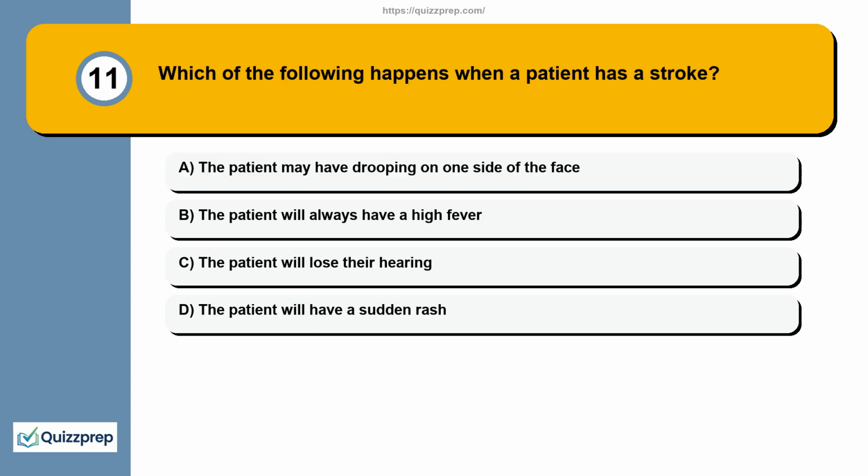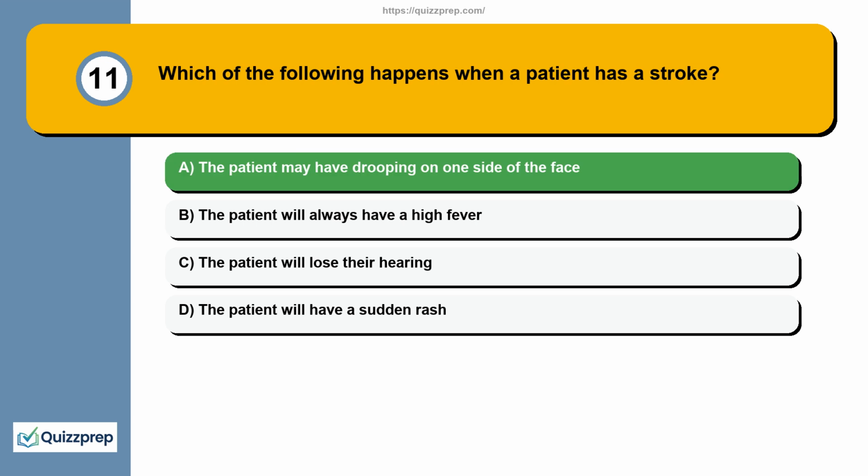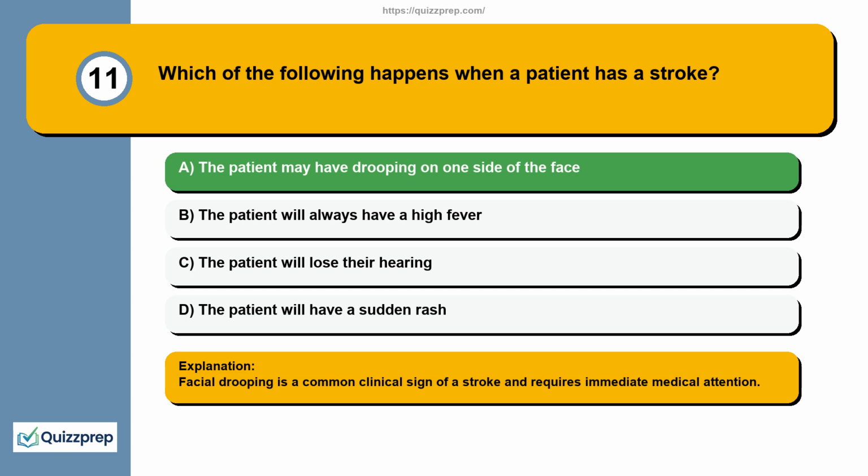Question 11. Which of the following happens when a patient has a stroke? The patient may have drooping on one side of the face. The patient will always have a high fever. The patient will lose their hearing. The patient will have a sudden rash. Facial drooping is a common clinical sign of a stroke and requires immediate medical attention.